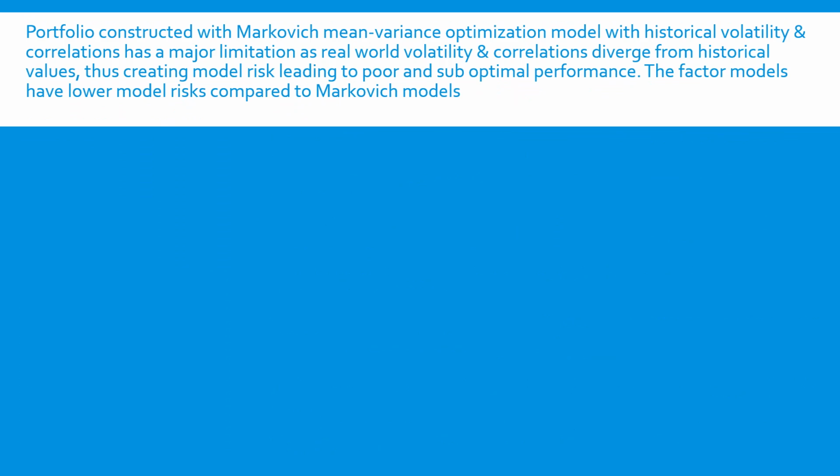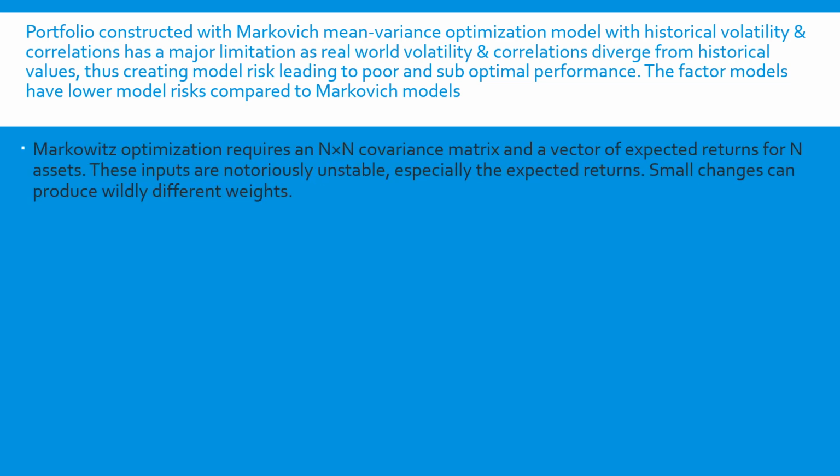A portfolio constructed with the Markowitz mean variance optimization model has historical volatility and correlations as a major limitation, as real world volatility and correlations diverge from the historical values, thus creating model risk leading to poor and suboptimal performance. The factor models have lower model risk compared to Markowitz models. Markowitz optimization requires an n-by-n covariance matrix and a vector of expected returns for n assets. These inputs are notoriously unstable, especially the expected returns. Small changes can produce widely different weights.